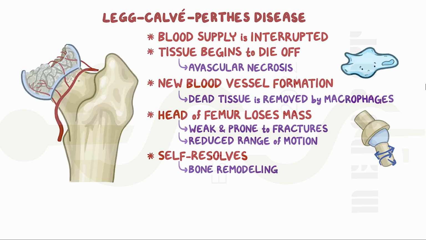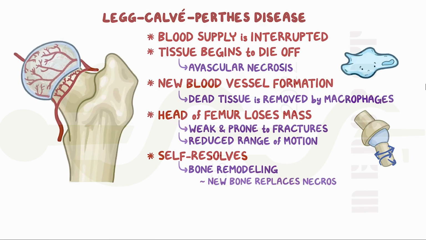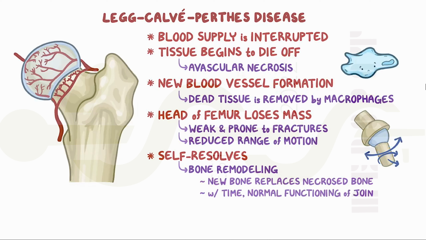When bone remodeling occurs, new bone replaces the necrosed bone, and the spherical shape of the head of the femur gets restored and properly fits in the acetabulum again. With time, there's normal functioning of the joint once more.